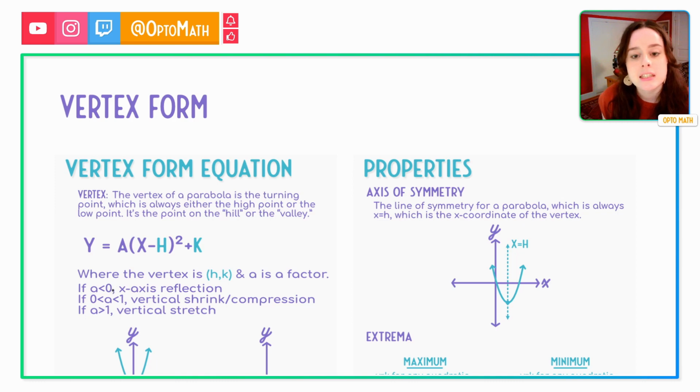So if a is less than 0, then that's an x-axis reflection because that means a is negative. If a is between 0 and 1, then that's a vertical shrink or compression by a. And if a is greater than 1, that's a vertical stretch by a. The transformation that h will tell us is left or right, where to go there, and then the k will tell us up and down.